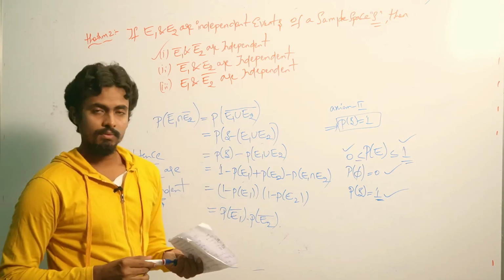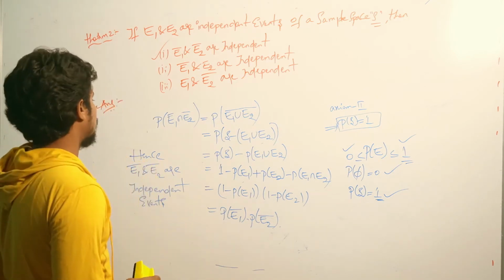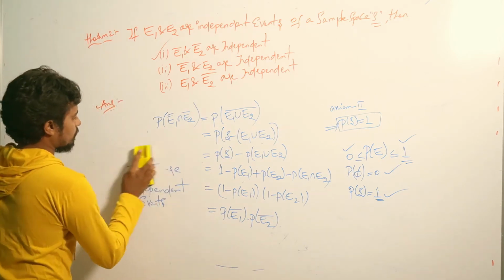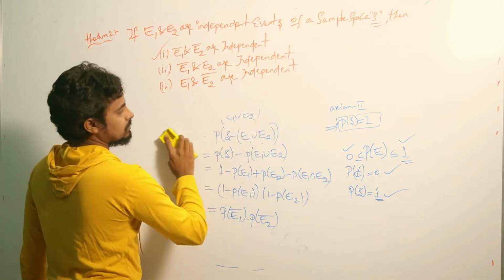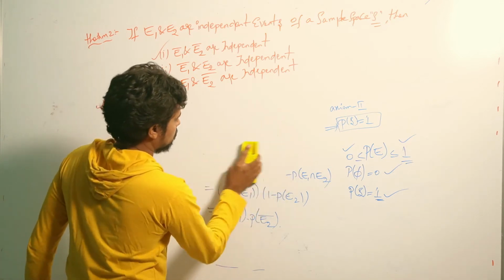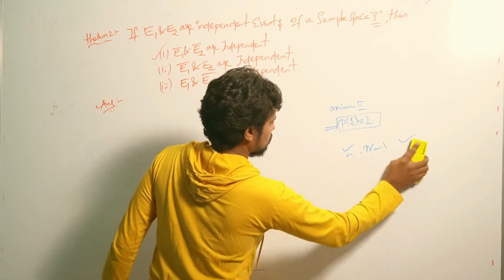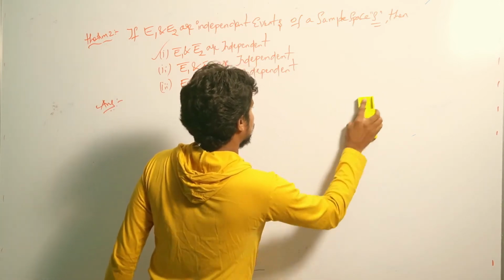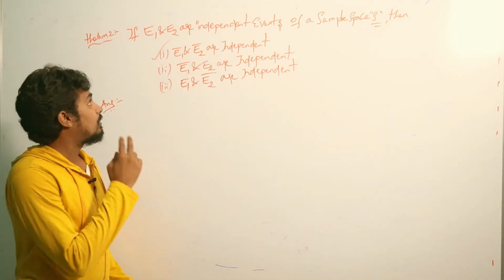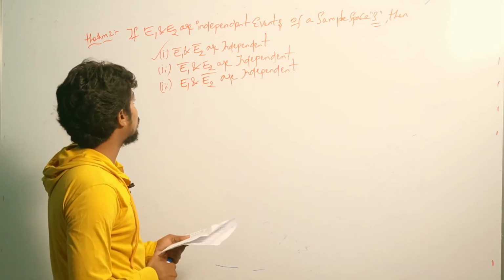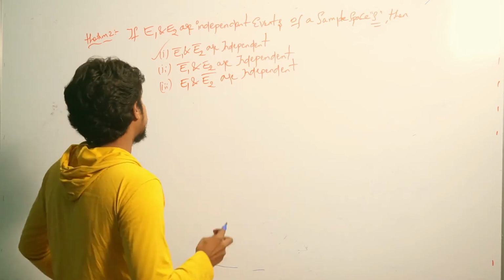Okay, please write it down. One is completed. Next, we have to check whether E1 bar and E2 are independent events or not.